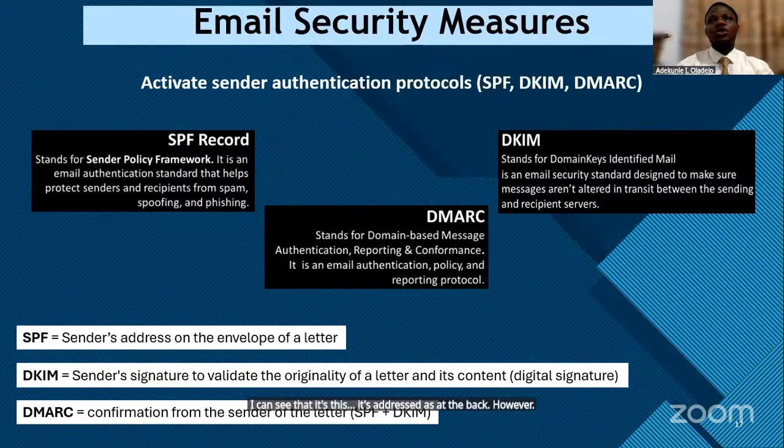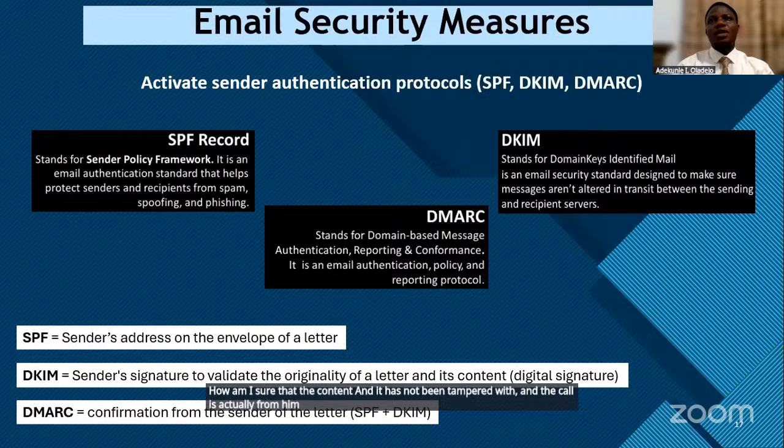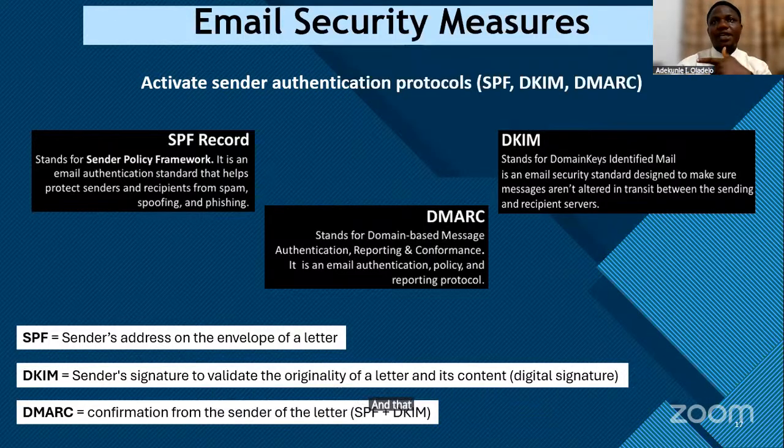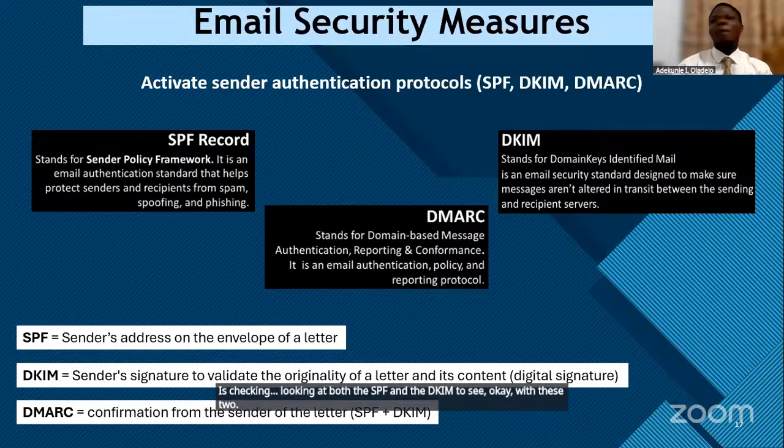However, how am I sure that the content has not been tampered with and the content is actually from him? Then I'll be looking out for his signature. The DKIM here represents Ali Abdrazak's signature, and that is, today in our email, it comes as a digital signature. And the DMARC, of course, is looking at both the SPF and the DKIM to see, okay, with these two, is it good to go? If it's not good to go, I put it in the spam.